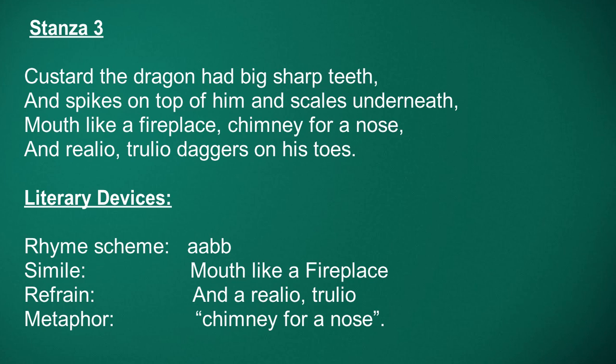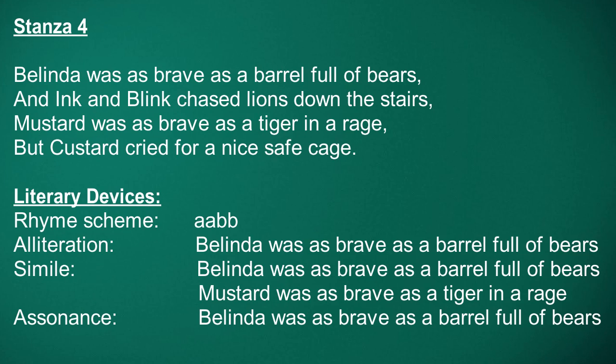Let us discuss stanza number 4. Belinda was as brave as a barrel full of beers, and Ink and Blink chased lions down the stairs. Mustard was as brave as a tiger in a rage, but Custard cried for a nice safe cage. Barrel means a drum. Chased refers to hunting or following something, and rage is anger.